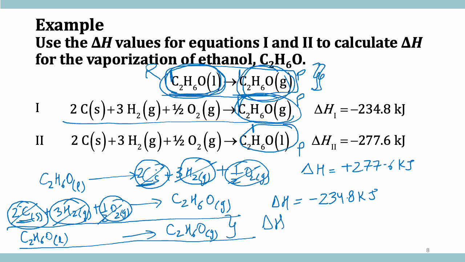How did I get it? I added the top 2. So I'll add these 2 numbers that I have. Delta H will be plus 277.6 plus negative 234.8, which eventually gives me my final answer in kilojoules.